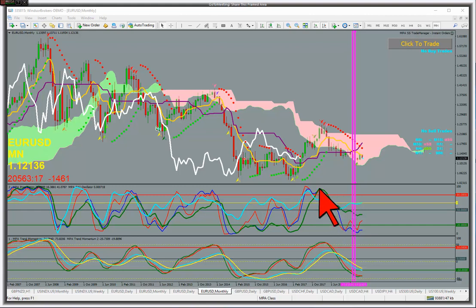Because if we know in advance that a cycle is destined to finish, then we know, like in this monthly, as we were starting to hook then cross, months and months and months back when we told the world to sell the euro, it's going down.